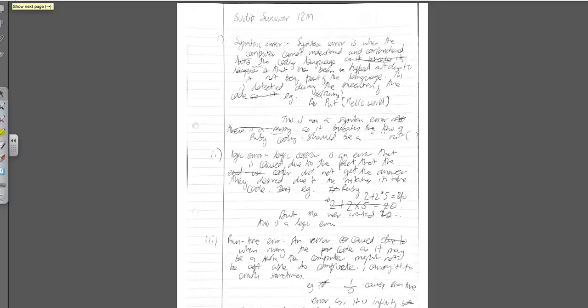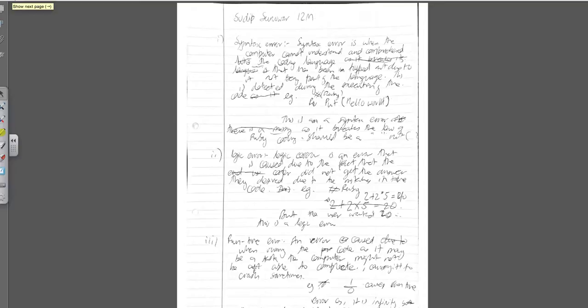Logic error. Logic error is an error that's caused due to the fact that the code did not get the answer they desired due to the mistake in the code, e.g. Ruby 2 plus 5 times 5 equals, but the user wanted to work out. Oh, come on! I'm going to give you 2 out of 3 for that. I can see where you're going to the BIDMAS, the orders of operation, but you haven't expressed that very clearly.